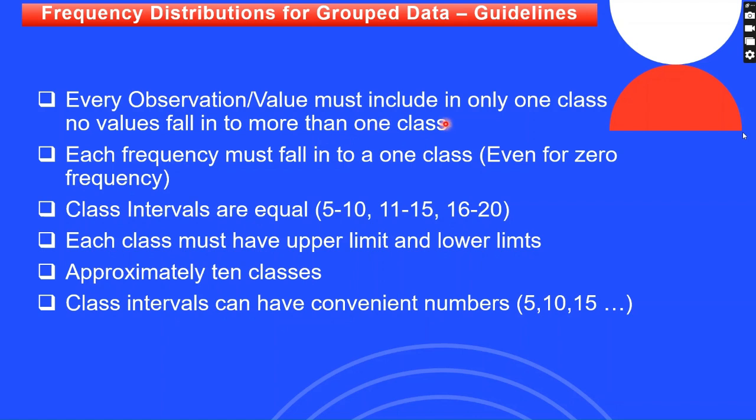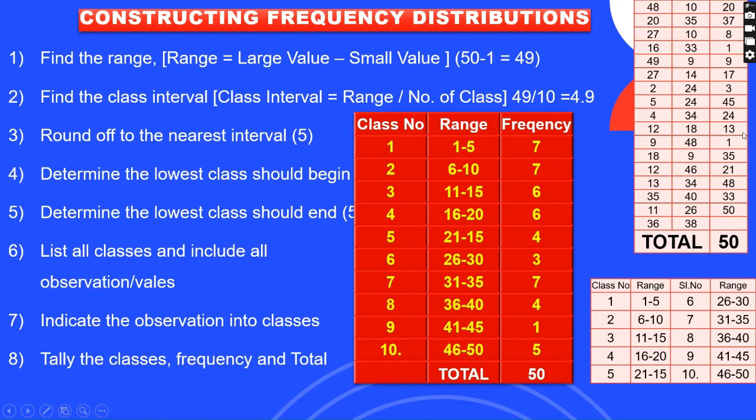First, every observation must fall into at least one of the classes. Then each observation falls into one class. Then the class intervals are equal. For example, we can divide by 4, so first 25, second 25, third 25, and fourth 25. Like that we can split. Then each class has an upper limit and a lower limit. The total frequency is normally split into 10 classes.